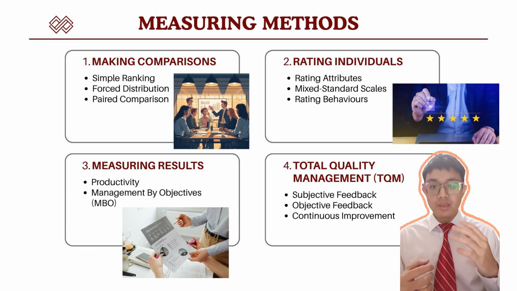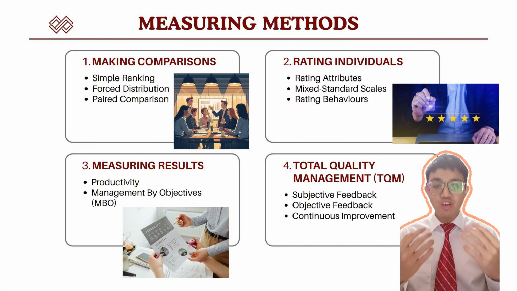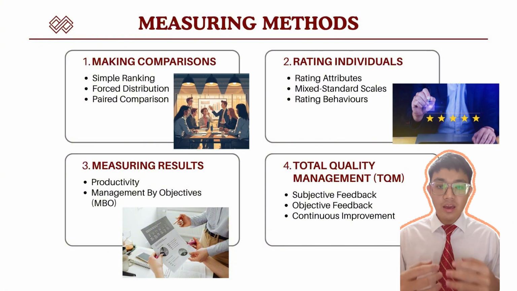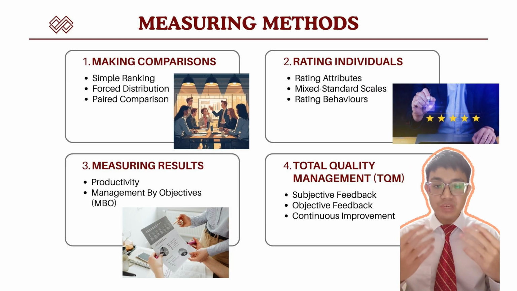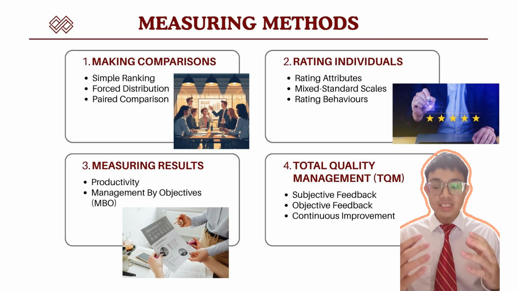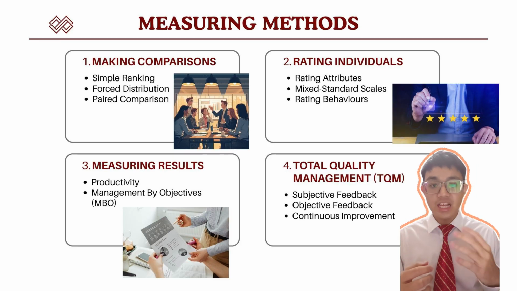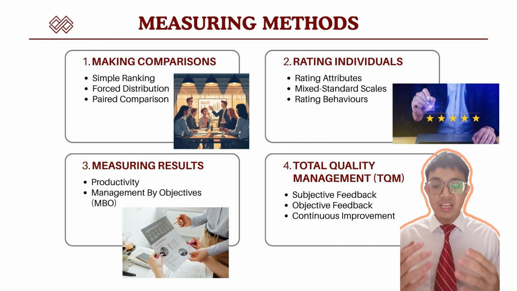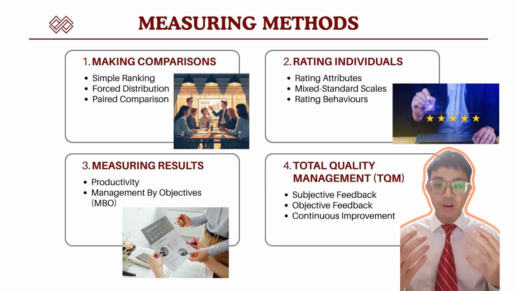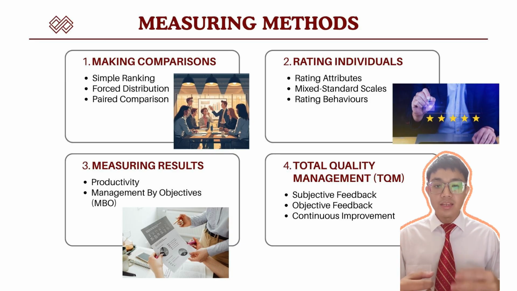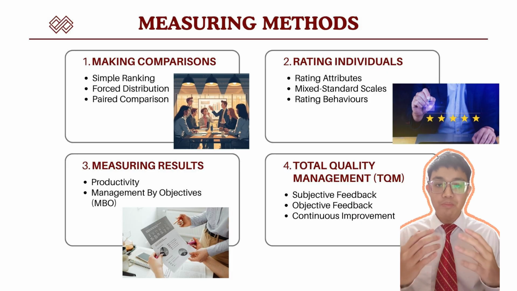Measuring methods. First measuring method is making comparisons, such as simple ranking, pair comparisons, and also forced distribution. There is also rating individuals based on their behaviors and also attributes. It also includes mixed standard scales to reflect an employee's performance based on a specific day. The third method is measuring results. It measures results based on productivity and also management by objectives. The fourth method is total quality management. It includes specific feedback, objective feedback, and also continuous improvement.